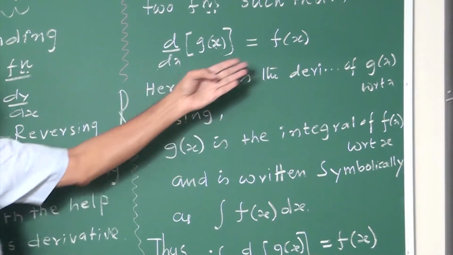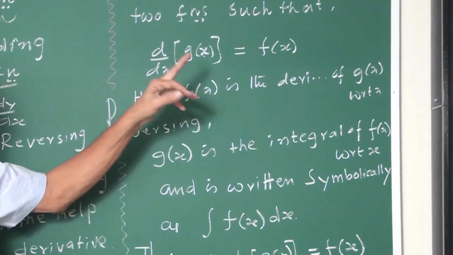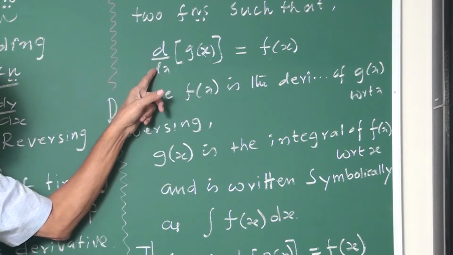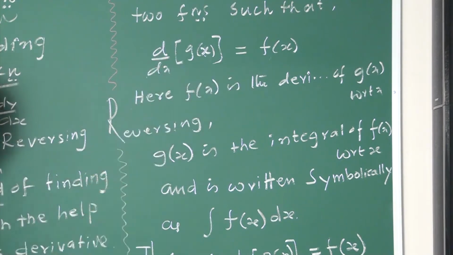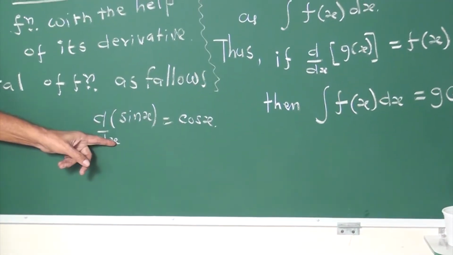Reverse it. You have to come back from this to this. What is f of x? The derivative of g of x. See here, f of x is the derivative of sin x, that is, cos x is the derivative of sin x with respect to x.